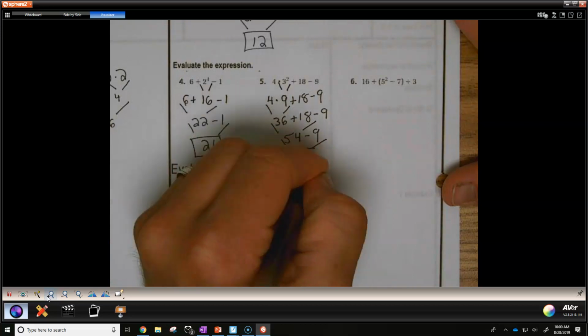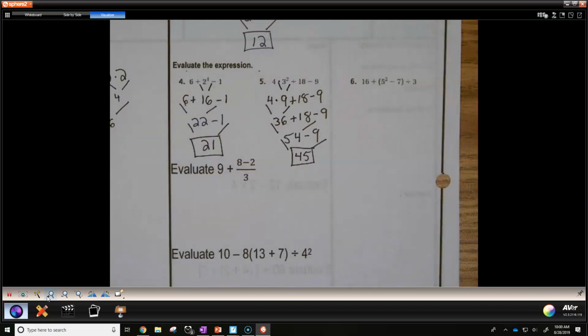Oh, I'm happy I caught on to you, because in my head I did 54 minus 9 is 63. Ooh, I did the wrong problem. Alright, so it is 45.